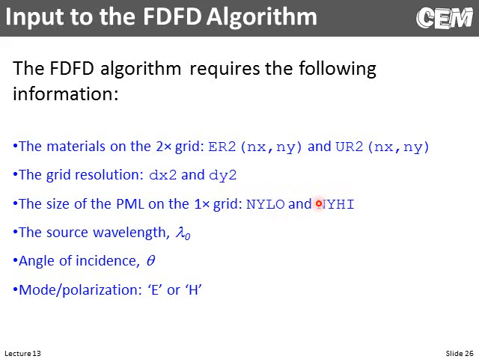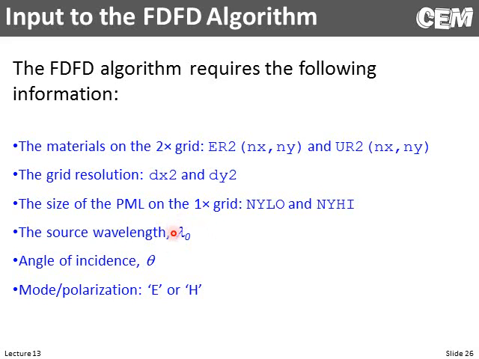We also need to tell it how large the PML regions are. So we'll define one on the Y low side and the Y high side. So in other words, the top of the grid and the bottom of the grid. And we'll give those numbers in 1x grid terms. So 20 cells is 20 cells.